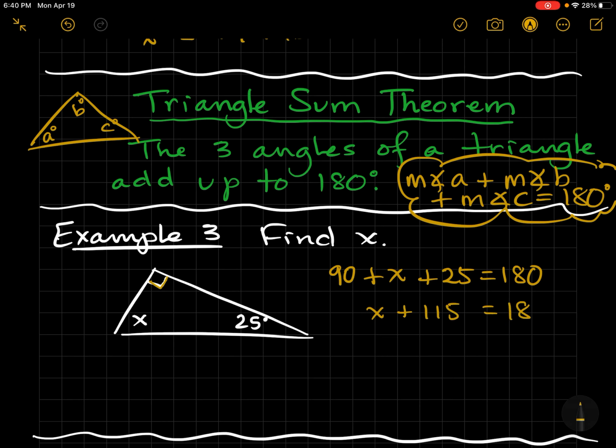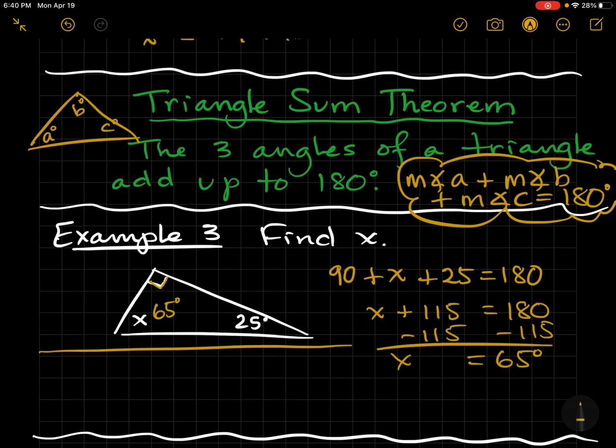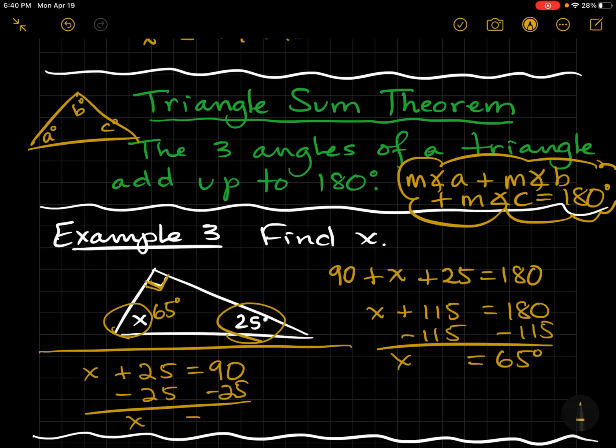Combine like terms, subtract 115. And we would see that x equals 65 degrees. That would be the measure of this angle. However, there's a theorem that says if you're in a right triangle, the other 2 angles add up to 90 degrees. So we could have said x plus 25 equals 90. And that would have been less work. And we still would have gotten that x is 65 degrees.